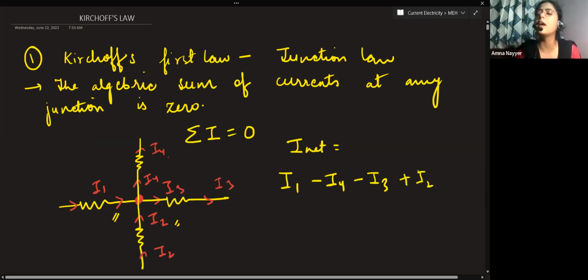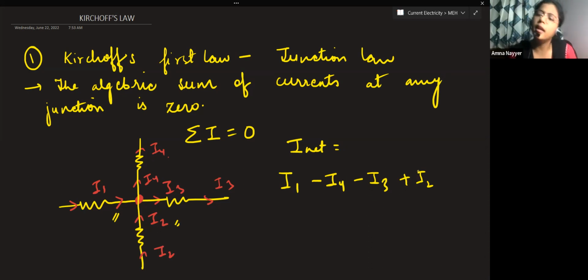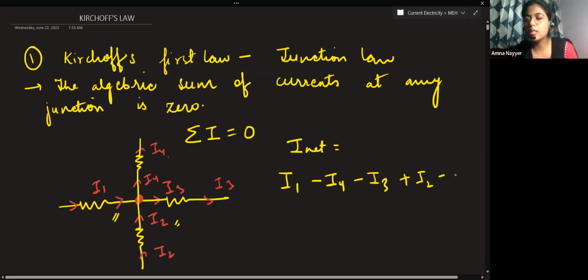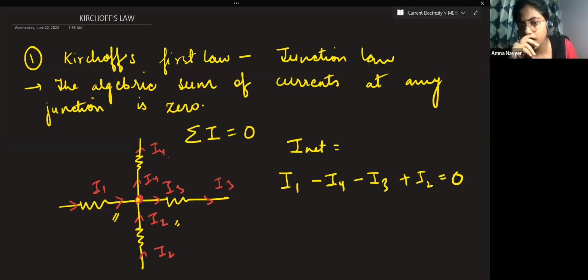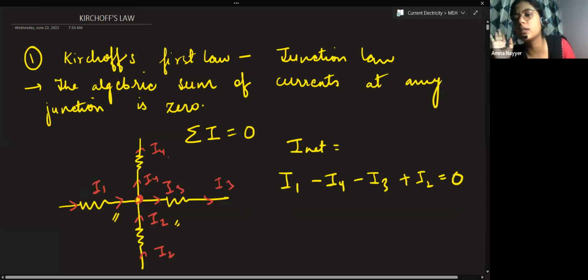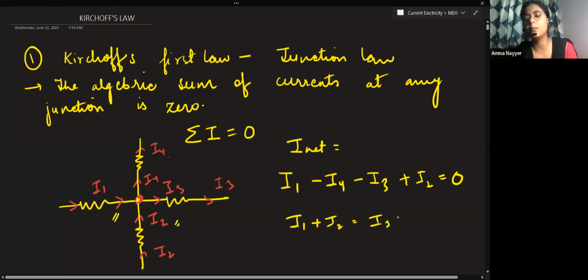With the sign convention we have chosen, all the current entering the junction is equal to all the currents leaving the junction. So this is equal to 0. This is just your Kirchoff's first law. Whatever you see, current entering and leaving, put the sign accordingly, equate it to 0, your work is done. Now, if you have to solve further, you can see I1 plus I2 will be equal to I3 plus I4. It's just that I have transposed everything to the right hand side.